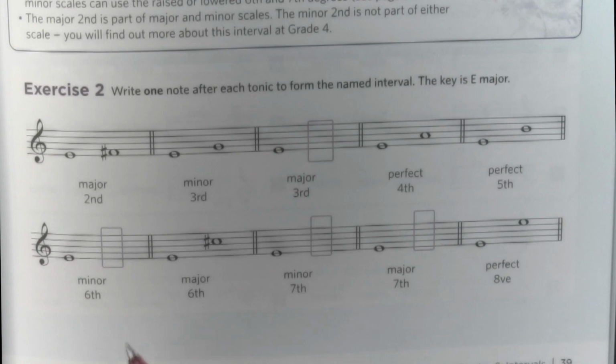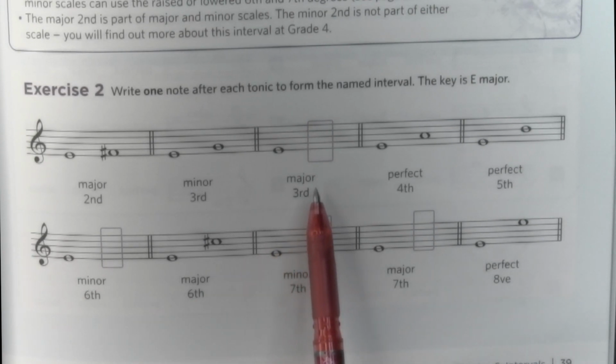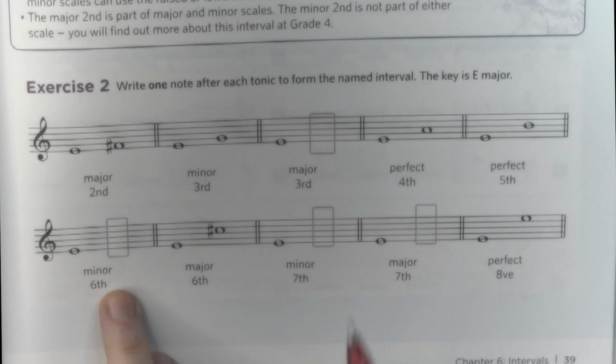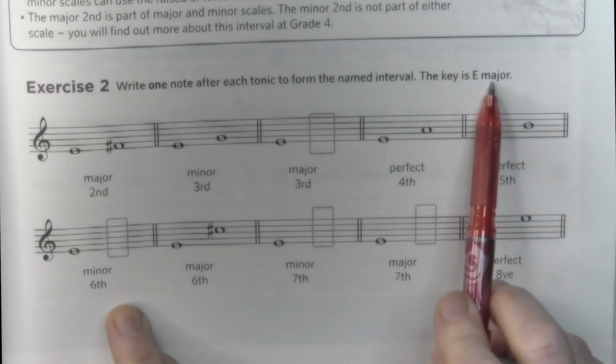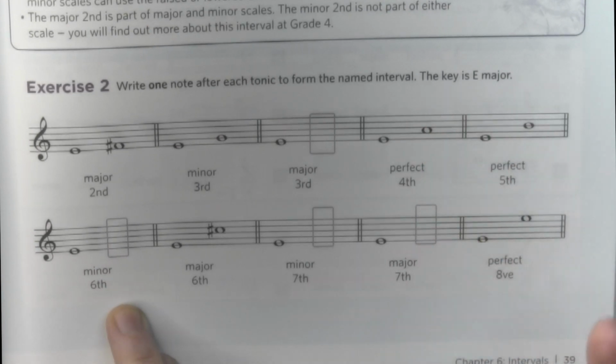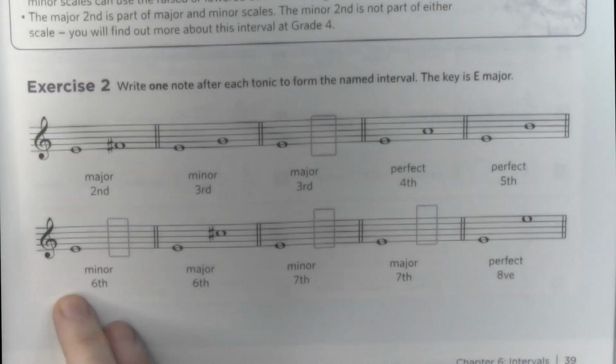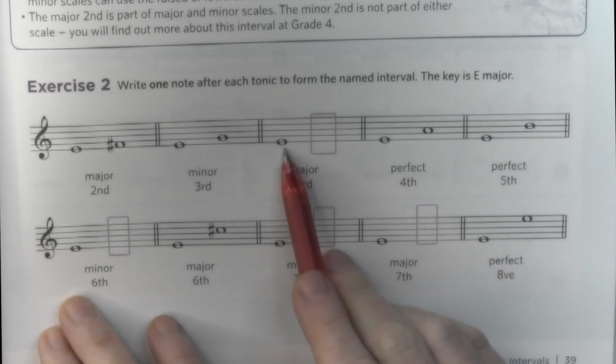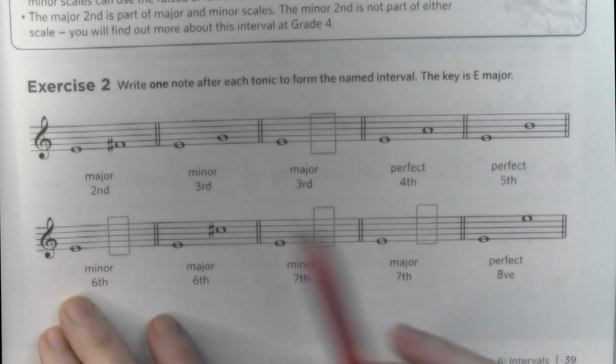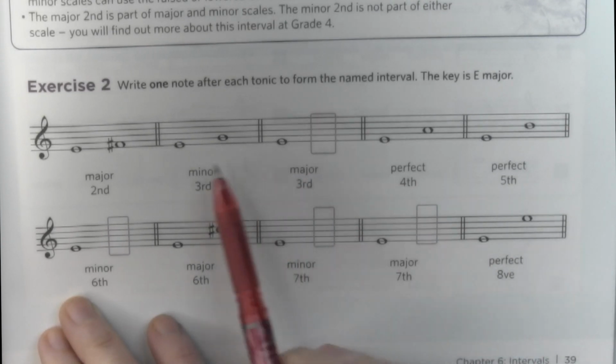In exercise 2, we need to write the note from the given interval. So it could be anything between major and minor intervals and perfect intervals too. They say the key is E major, but we don't use this. You can if you want. I prefer not to. I never use that, and I think it's not convenient. So any technique that you want to.